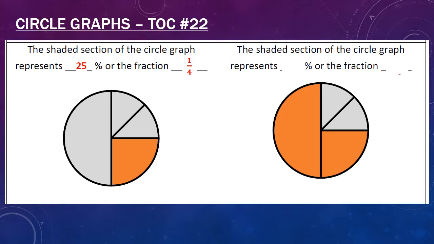Looking at the one on the right, this one also uses those 4 sections, but it's 50% plus that 25 is shaded orange, so that would be 75%. And if you think that's like having 3/4 in my pocket, so that's 3/4. So those are, again, 2 really important measurements to use when you're estimating or looking about how much of each graph is what percent.